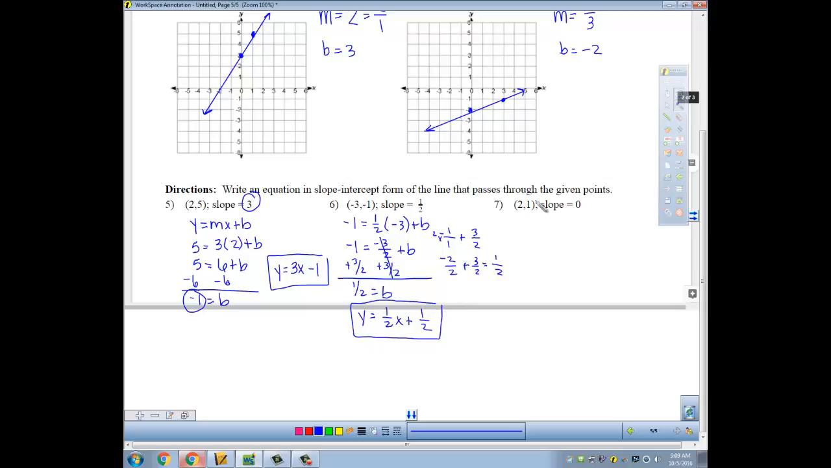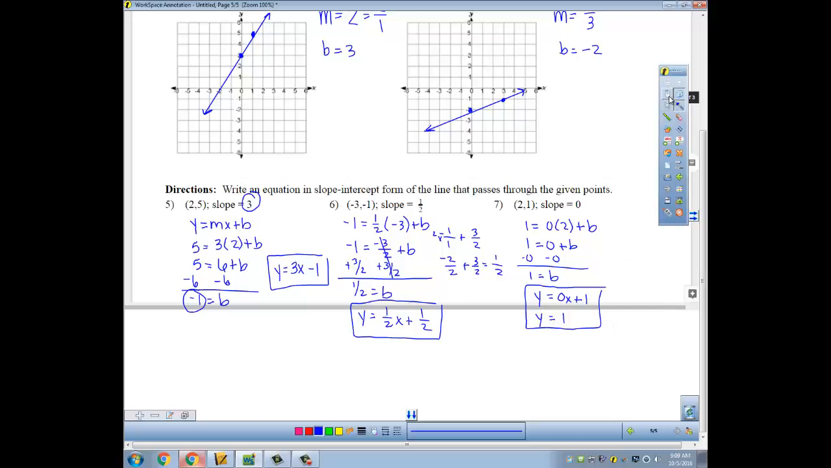Number 7, plug in our y, plug in our slope, plug in our x, don't know b, so 1 equals 0 plus b, subtract 0 to get b equals 1. So since there is no slope, you could put 0x plus 1. You could also put just y equals 1. So either of these are fine.